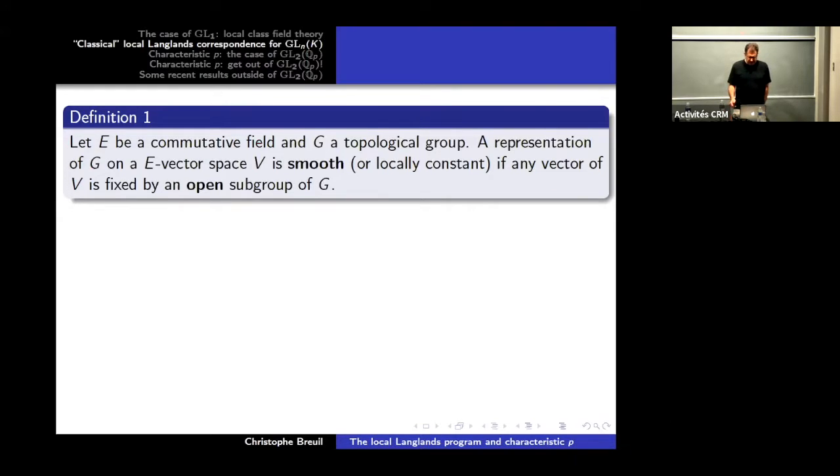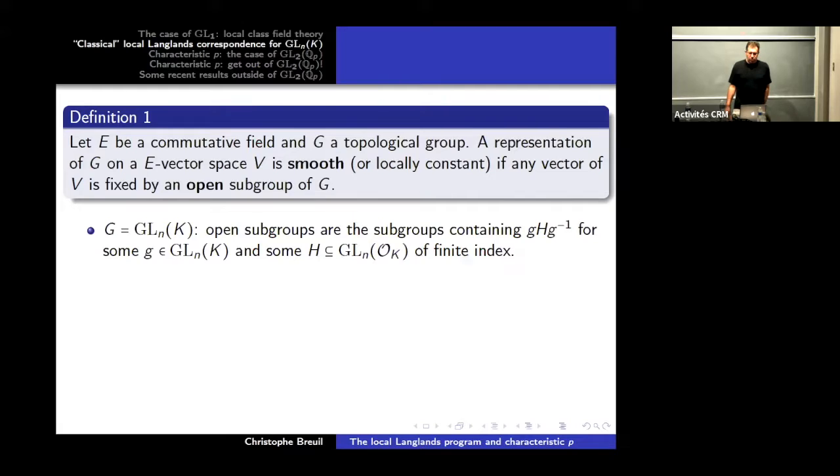Maybe it helps to fix ideas to mention that open subgroups of GLn of K are just those which contain a conjugate of a finite index subgroup of GLn O_K. For instance, a conjugate of GLn O_K, for instance a conjugate of GLn Z_p if you are with GLn Q_p, and so on. So open subgroups have to be understood as big subgroups, by opposition to closed subgroups, which would be much smaller. Open subgroups contain big neighborhoods, the neighborhoods being these H, for instance GLn O_K.